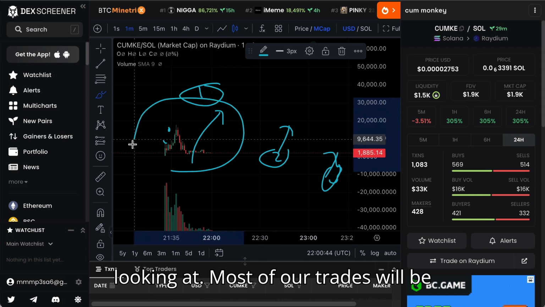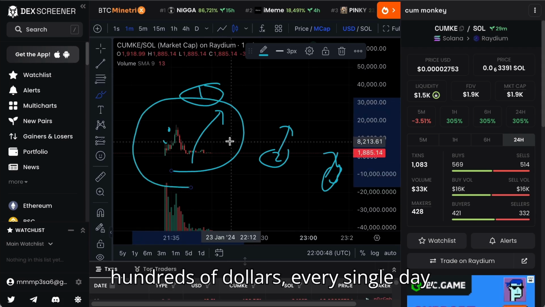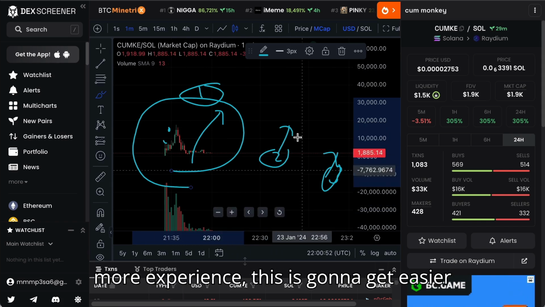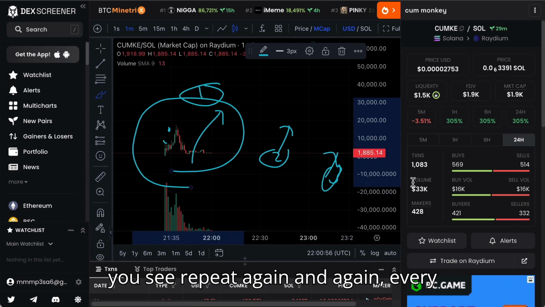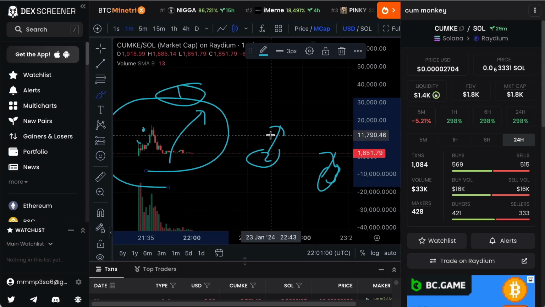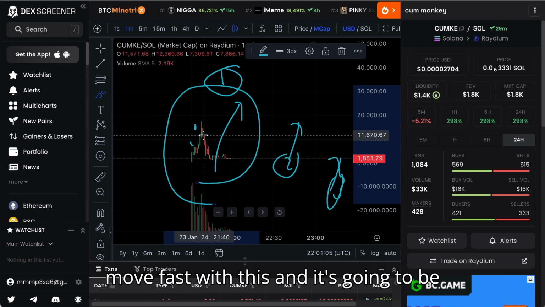Most of our trades will be these first waves. That's where we can regularly make literally hundreds of dollars every single day, consistently. And once you get more and more experience, this is going to get easier and easier, because you see the same thing repeat again and again every single day. Like I said, it's going to be fun, it's going to be interesting, and you're going to have to move fast with this.